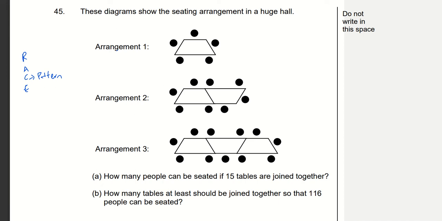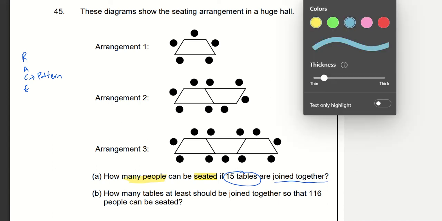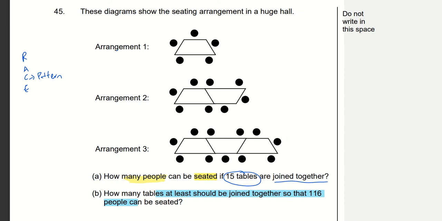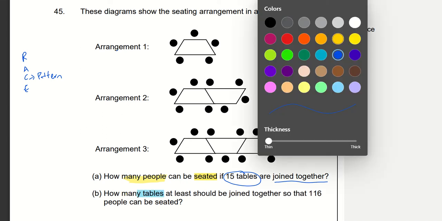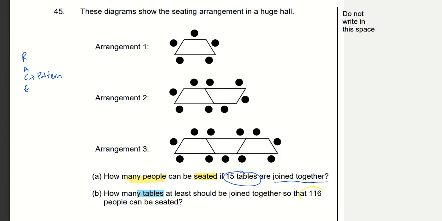Okay, you've got to be clear with the question. The first question asks for how many people can be seated. In this case, the number of tables is given. The second question asks for how many tables should be joined together, and in this case, the given one is 116 people to be seated. Okay, so that's the question that is given.